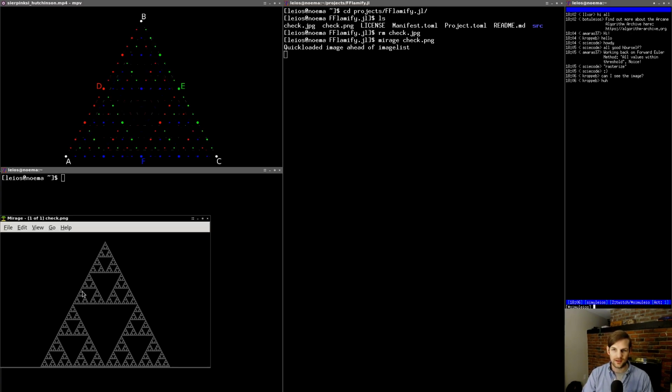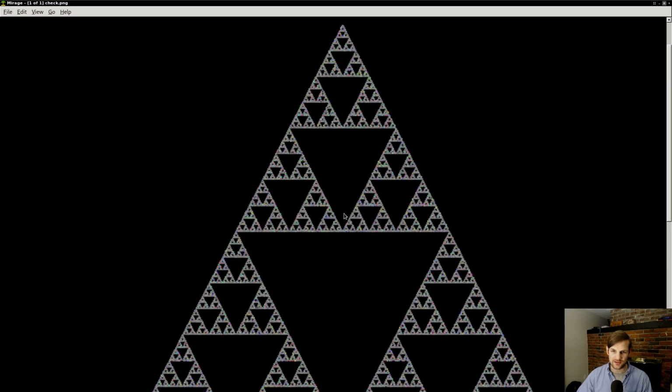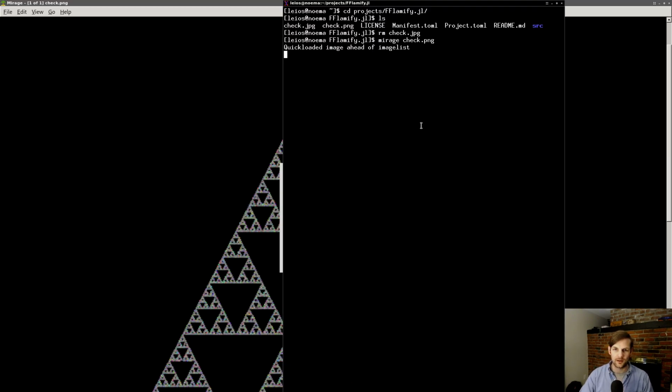Literally just a Sierpinski triangle that is in the appropriate direction, with each individual point colored at random. That's all we have. It's just an image with a Sierpinski triangle inside of it. So we don't have much right now, but we'll get there.